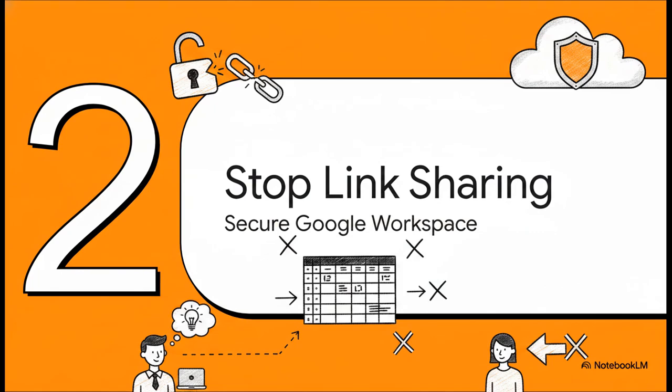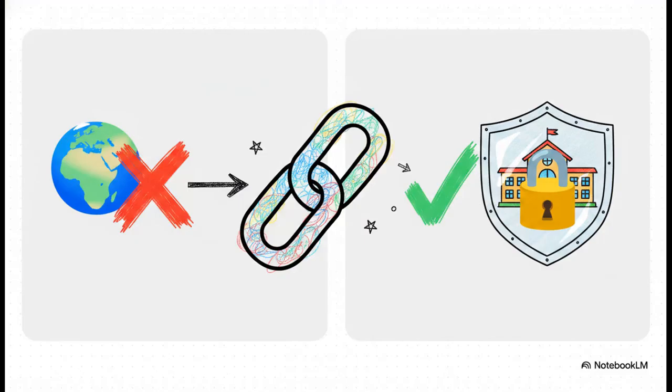Moving right along to Section 2, stopping accidental public link sharing, specifically securing Google Workspace. Look, Google Workspace makes sharing incredibly easy. That's its superpower, right? But it's also our most common source of data exposure. Think about it. An enthusiastic teacher builds a brilliant Sheets-based dashboard. If they use that anyone-with-the-link setting for a file containing student personally identifiable information, bam, that data is technically accessible to the entire internet, literally anyone.